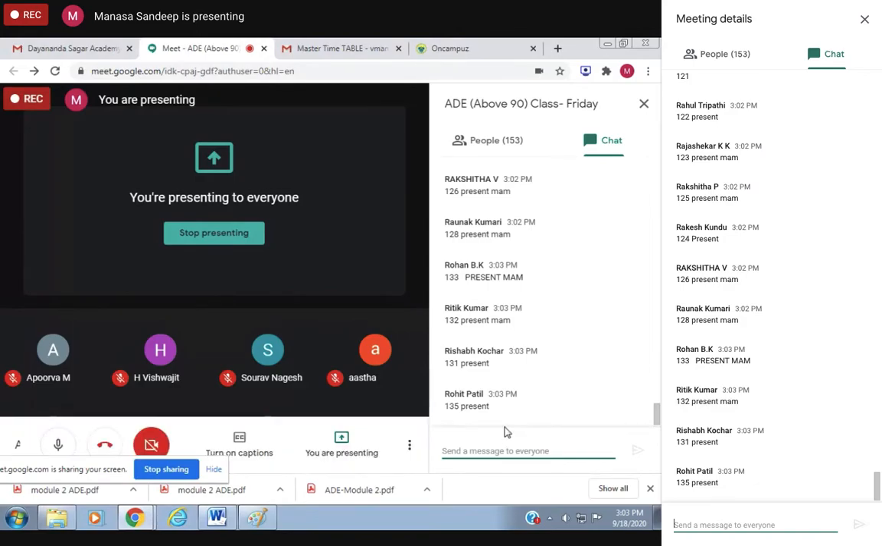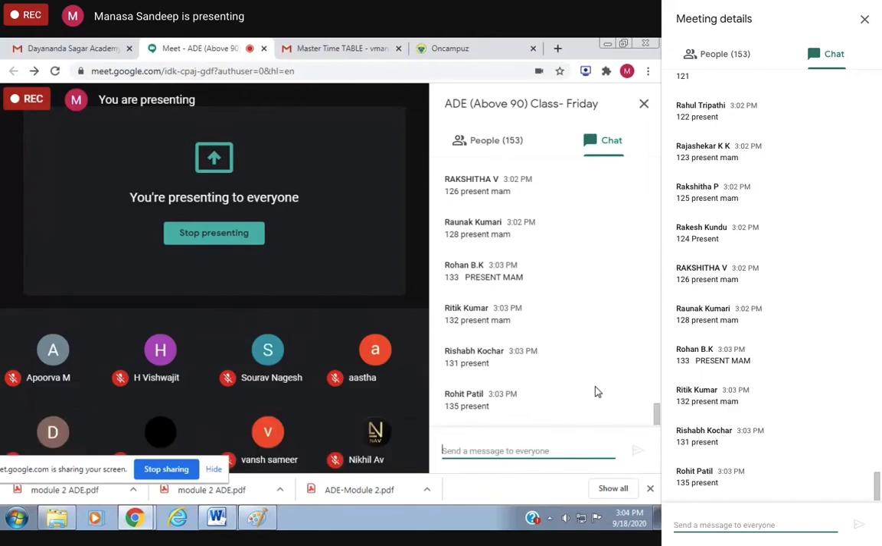35, 134. Rohan Gupta is absent. 134 is absent.